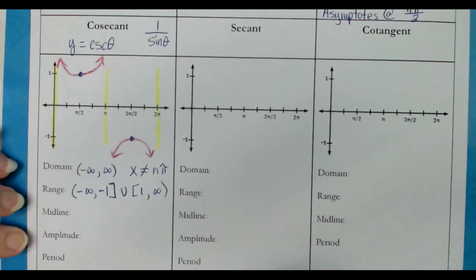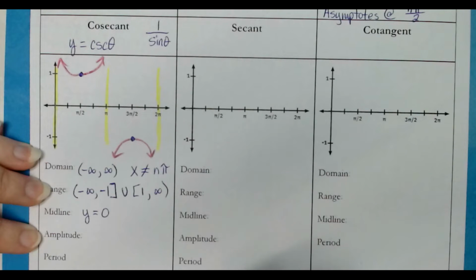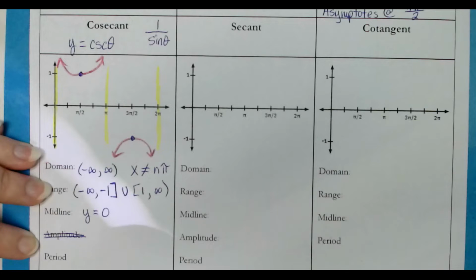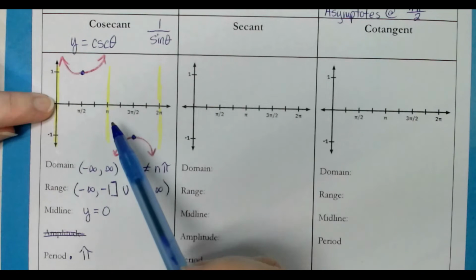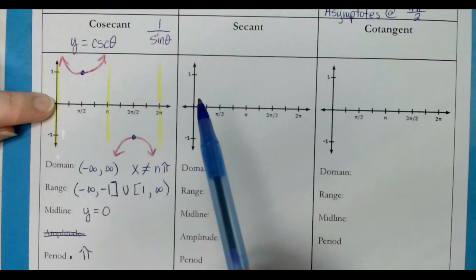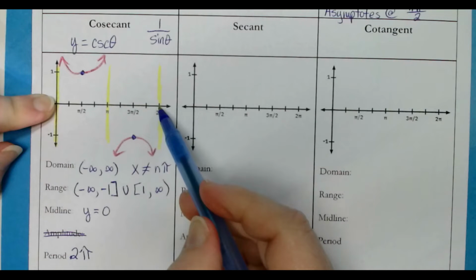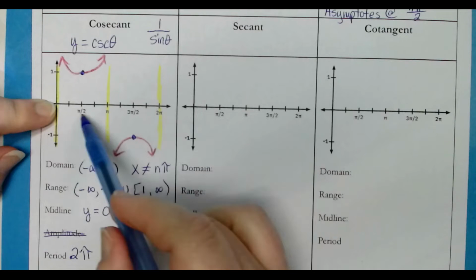Our midline is still 0. So notice the middle of my graph is 0. The amplitude, it doesn't really have an amplitude because it keeps going. Now, how did I get the period? So notice, I'm sorry, the pattern's going to repeat after 2 pi. So I start with 2 pi minus 0, just like with the sine wave, because it's 1 over sine. So it's going to be 2 pi.